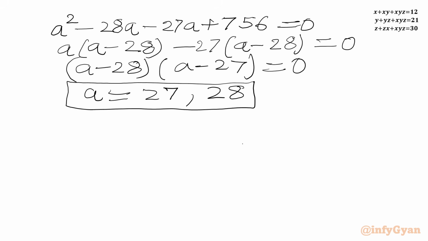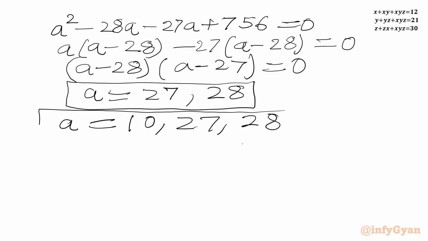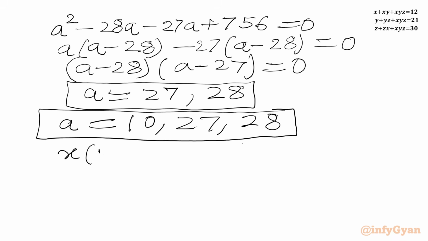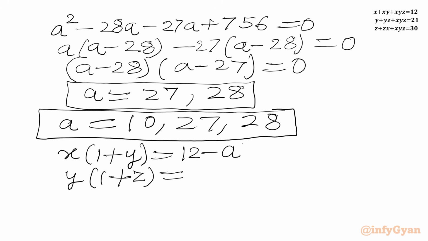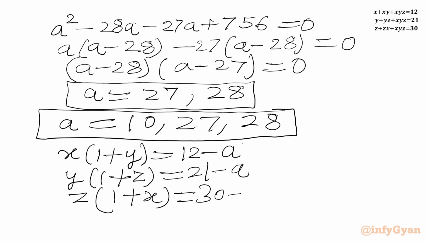So we have three values of a. Let me write here a equal to 10 also. So a will be 10, a will be 27, and a will be 28. Now a is xyz, which is known to us. Now we are going to use the three equations which we have written earlier. X times 1 plus y equal to 12 minus a. Y times 1 plus z equal to 21 minus a. And z times 1 plus x equal to 30 minus a.